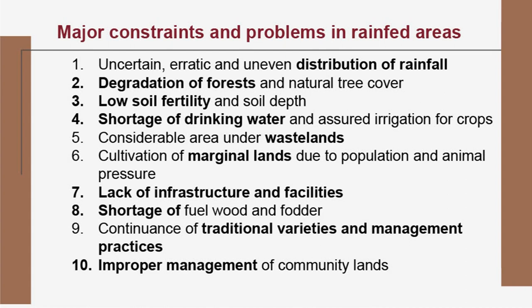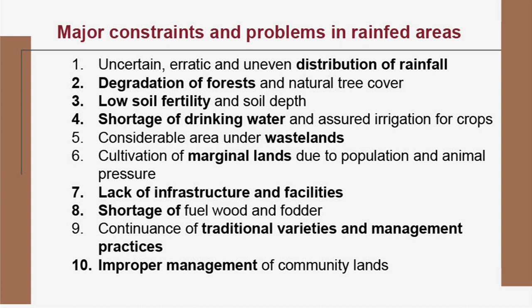And then another issue is degradation of forest and natural tree cover. In these areas, due to human wants and some other reasons, people have destroyed the forest. Deforestation has occurred at some places on a very large scale for many reasons, but that will lead to soil erosion, that will lead to reduced water, and up to some extent, deforestation can also lead to reduced monsoon.